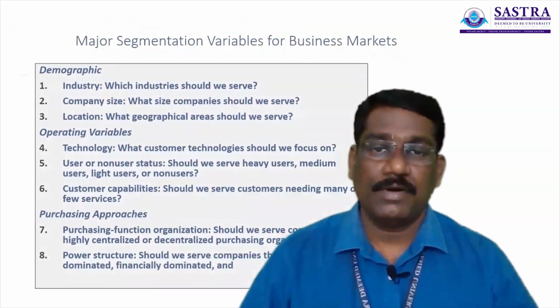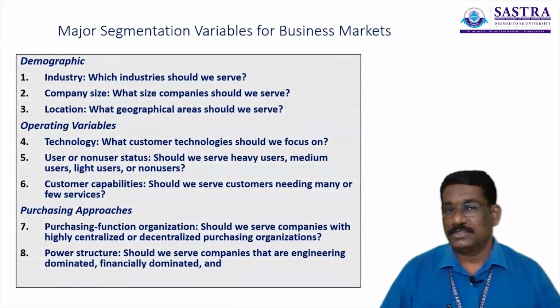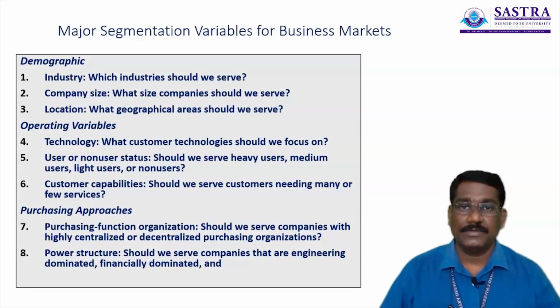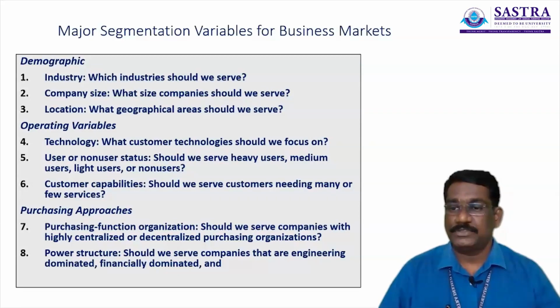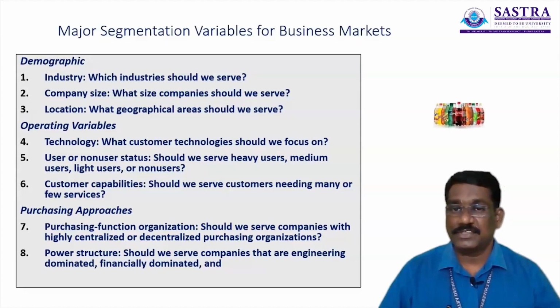So let's talk about the variables involved in segmenting the business market. First one is demographic segmentation, then operating variables, and purchasing approaches. So what are the variables under demographic segmentation? First one is the industry.